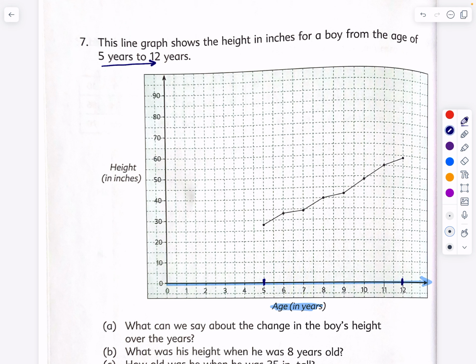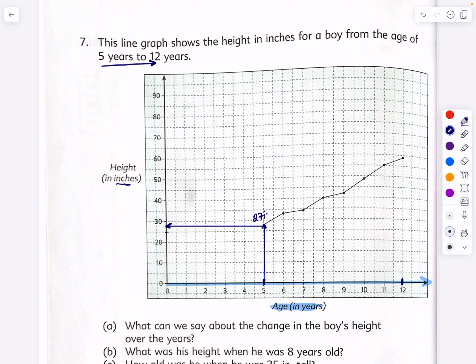And notice, this is how we read the graphs. We go up to our point, and then we go across to see what the height was. So clearly he was not 25, he was probably around 20. The boy started at maybe 27 inches. 27, how do I know? Because it says so, 27 inches tall.